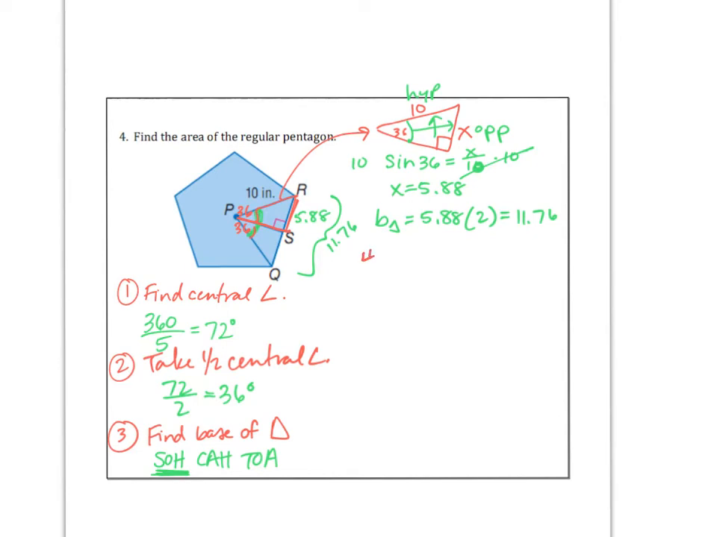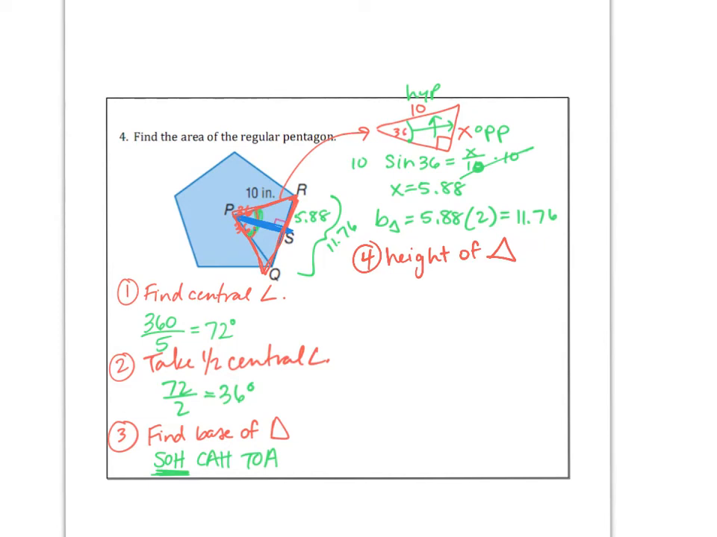Step number 4. Now you're going to find the height of the triangle. The height of the triangle, let's see if I can get a color on it. It's going to be right here. It's blue. Again, we're dealing with this big red triangle right here. The base we now know is 11.76, and now we need to find the height.